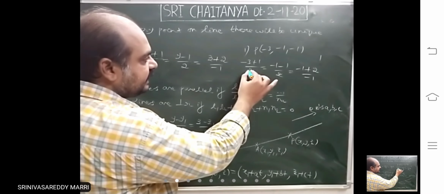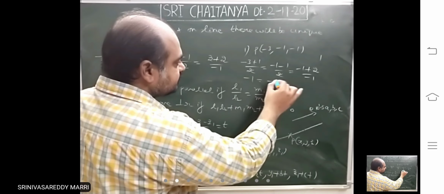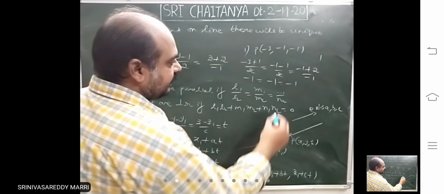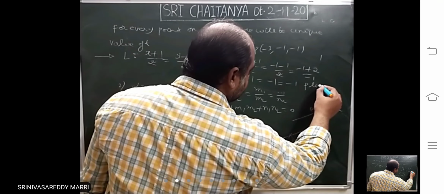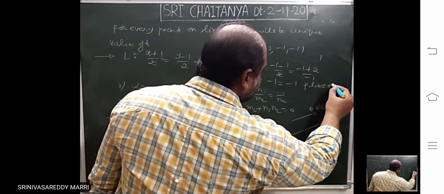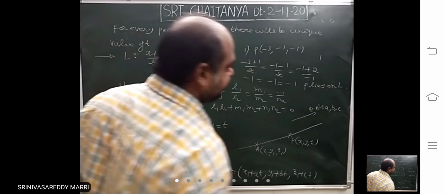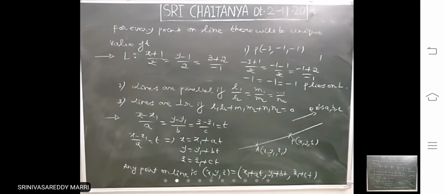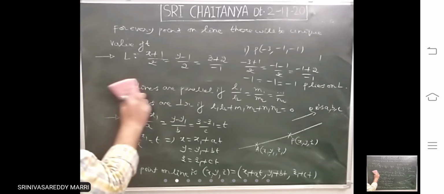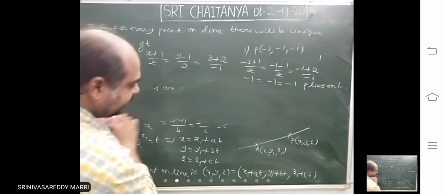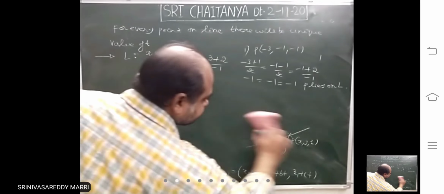This, so what you are getting here is minus 1. Here, what you are getting, minus 1, minus 1. Therefore, what you can say, as these three are equal, is that P lies on L, or P passes through L. Just substitute. If these three are equal, then it lies on the line. Otherwise, it does not lie on the line.